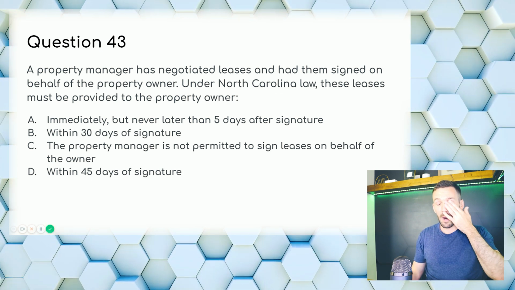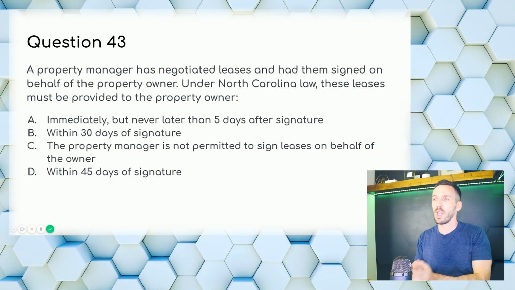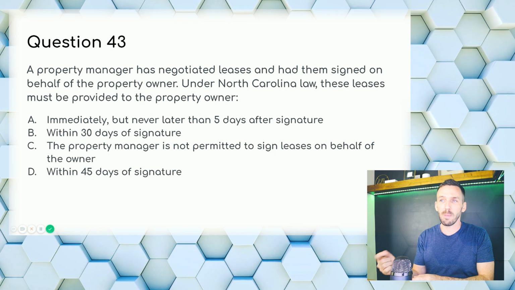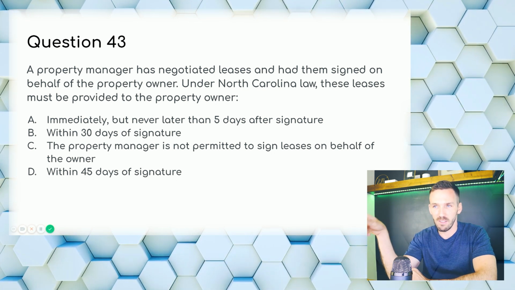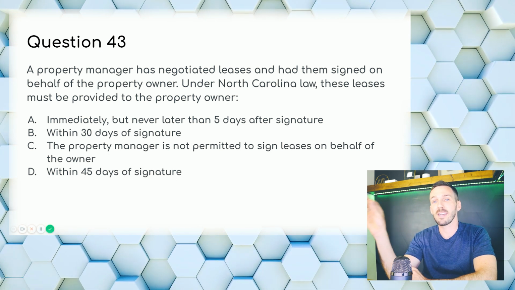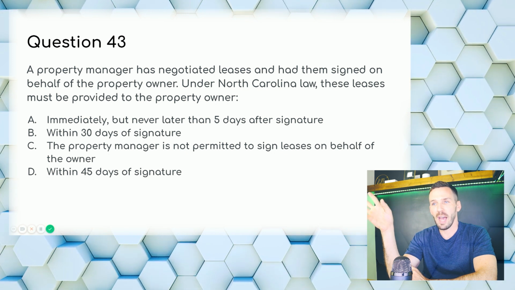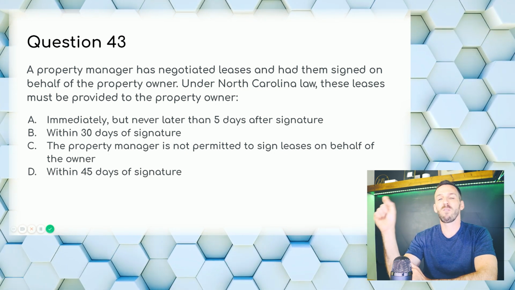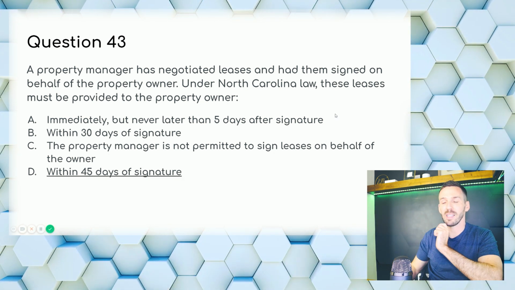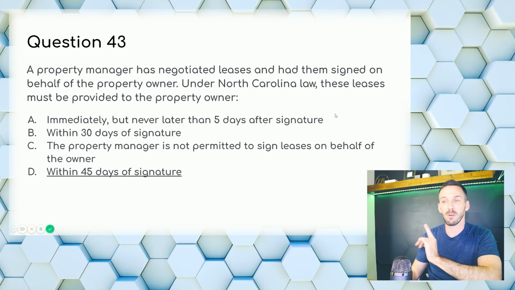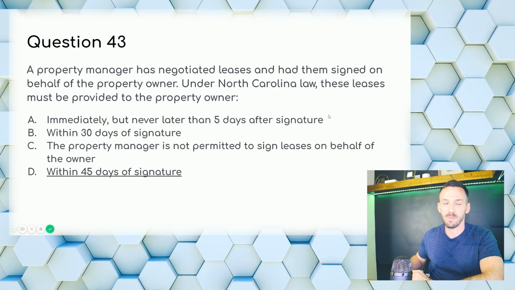Question 43. A property manager has negotiated leases and had them signed on behalf of the property owner. Under North Carolina law, these leases must be provided to the property owner A, immediately but never later than 5 days after signature. B, within 30 days of signature. C, the property manager is not permitted to sign leases on behalf of the owner. Or D, within 45 days of signature. So this is memorization here. You may be comfortable with selecting 30 days at this point. But for property manager, it is 45 days for them to get you your lease information.